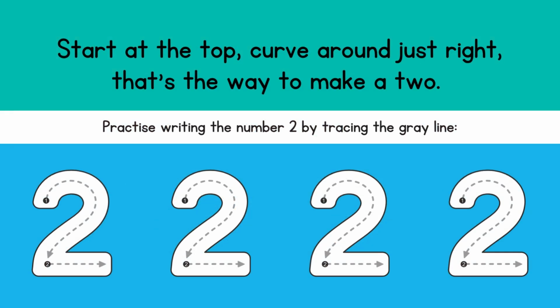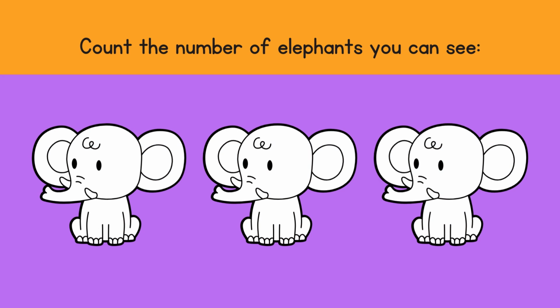Start at the top, curve around just right, that's the way to make a 2. Practice writing the number 2 by tracing the gray line. Count the number of elephants you can see.